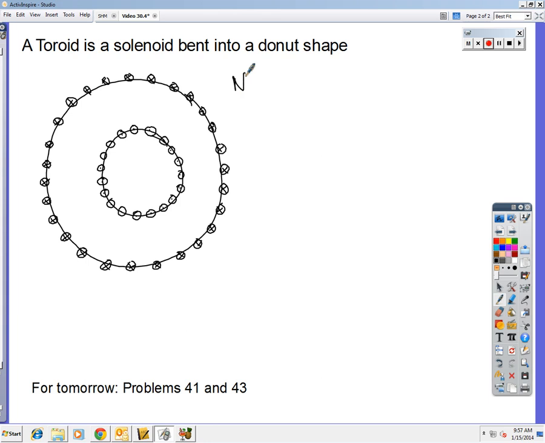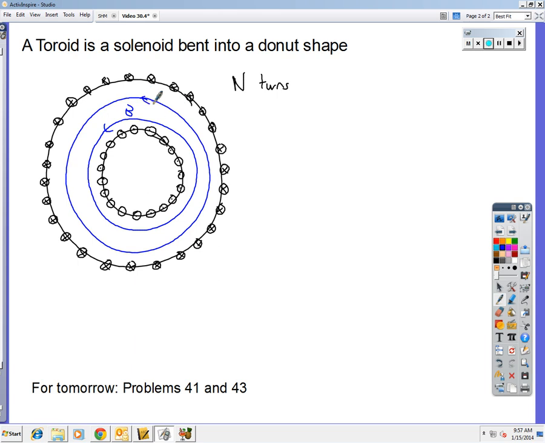We can also say that there are capital N turns. We're generally going to use capital N for the total number of turns, little n for the turns per unit length. The magnetic field of this toroid will look like this. The field is 0 inside here, and also 0 outside here. All of it stays there. When you're designing electronics, you don't want stray fields, and so inductors are usually bent into toroid shapes. We'll learn about inductors in the next chapter.